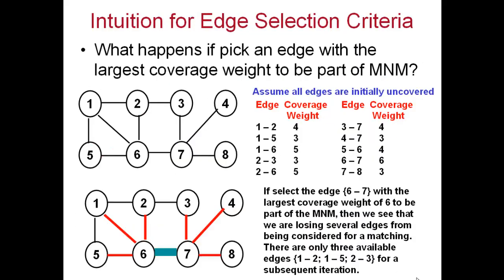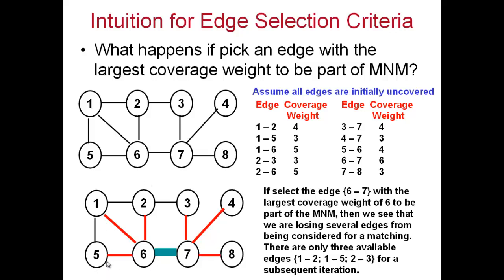Given those numbers, there are two choices. We can pick the edge that has the largest coverage weight. In this case, the largest coverage weight is 6, and that corresponds to edge 6, 7. Let us see what happens if we do that. If we pick the edge 6, 7, that means it has a coverage weight 6, so it has 6 adjacent edges. These are the 6 adjacent edges of this edge 6, 7.